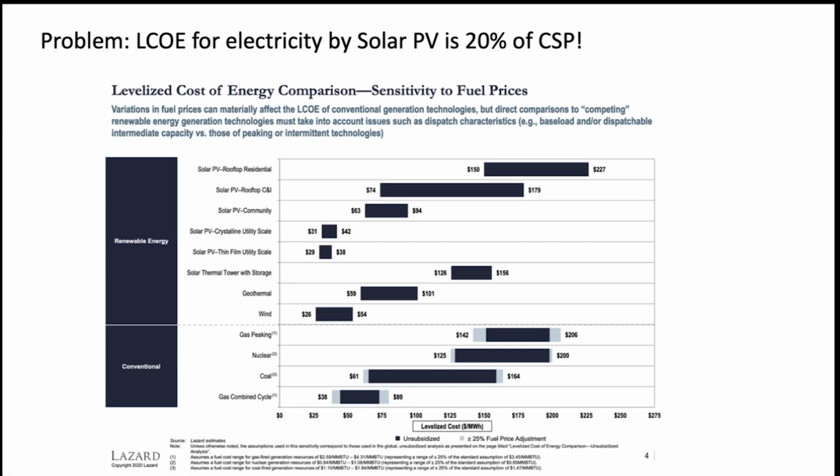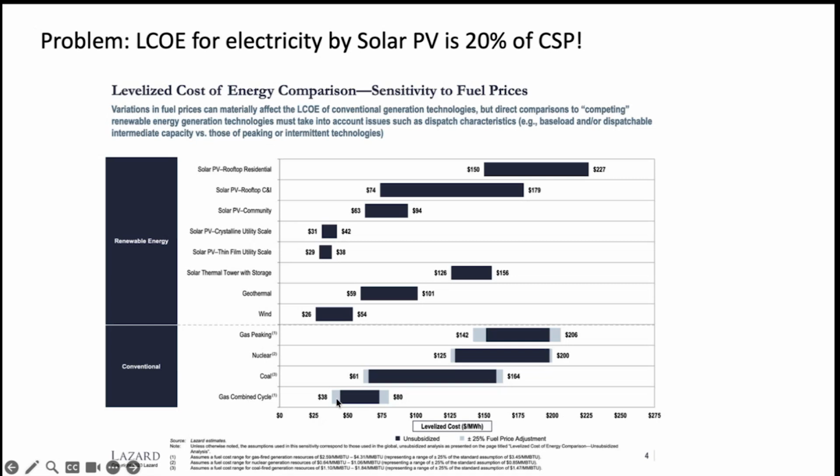of dispatchable versus intermittent electricity sources, right? Solar photovoltaics, utility scale, are not dispatchable, right? You only got it when the sun shines, unless they're coupled to batteries. Geothermal is dispatchable. Wind is not. Gas peaking is. Nuclear is. Coal is. Gas combined cycle is.